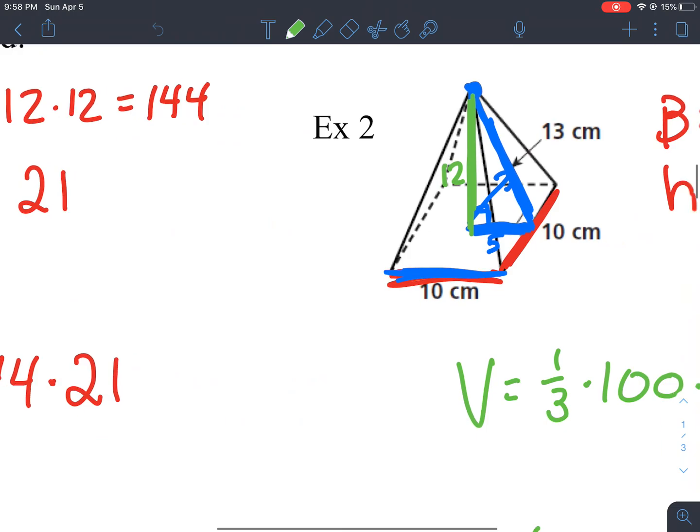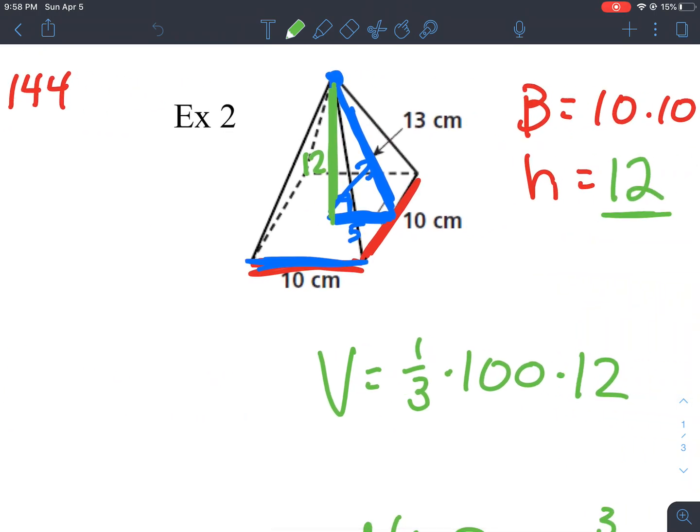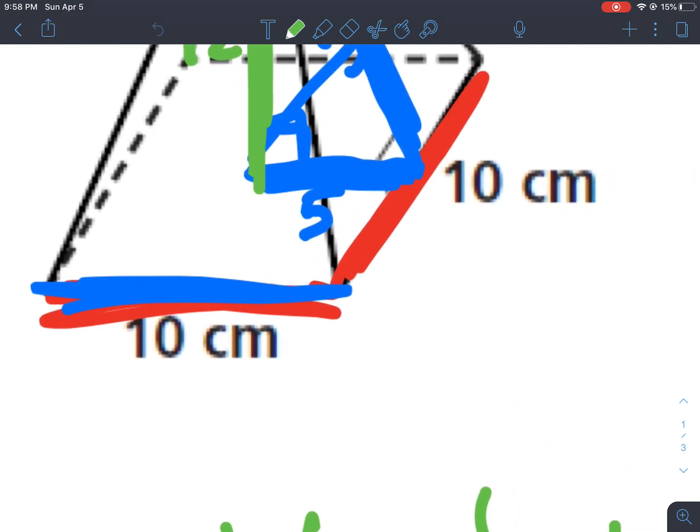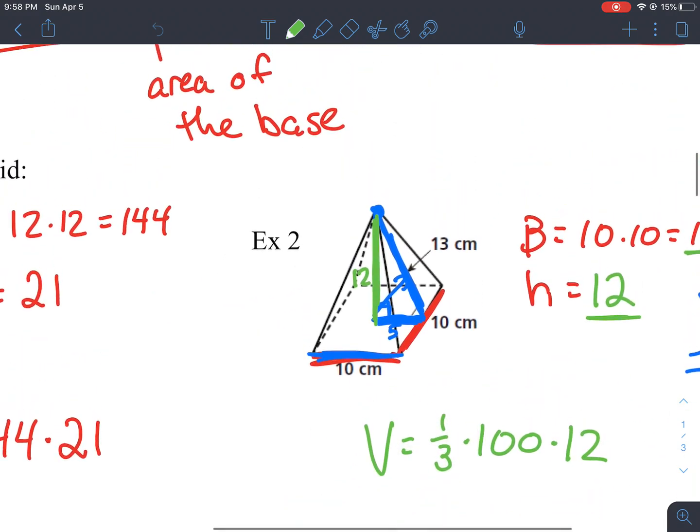Okay. So if you're given the height, perfect. Okay, there's nothing more you need to do. However, if you're given the slant height, we use Pythagorean theorem to work backwards in order to find the height by using that slant height and half of whatever the base length is.